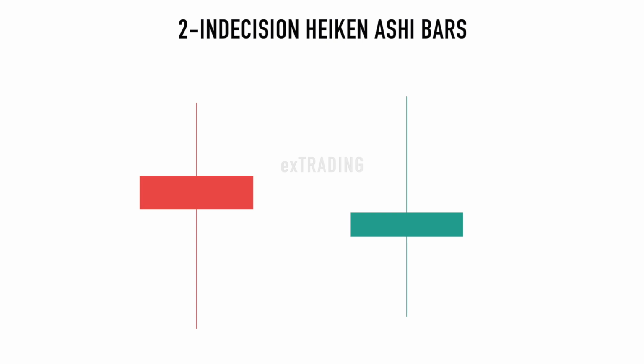Second, indecision Heiken Ashi bars. The indecision Heiken Ashi bars have wicks at both top and bottom. So regardless of whether the bar color is bullish or bearish, as long as there are wicks on both sides, we will consider this an indecision Heiken Ashi bar.